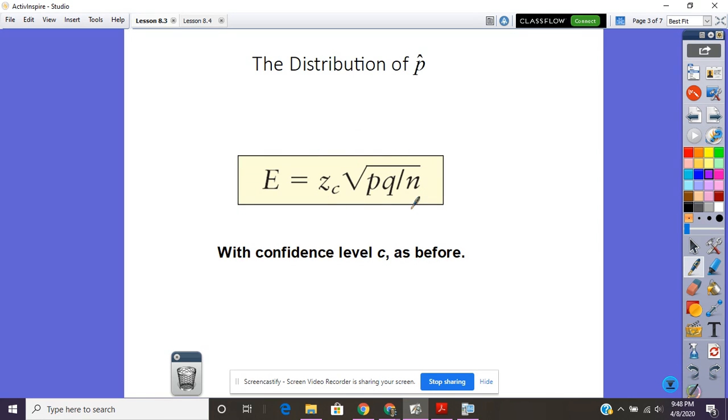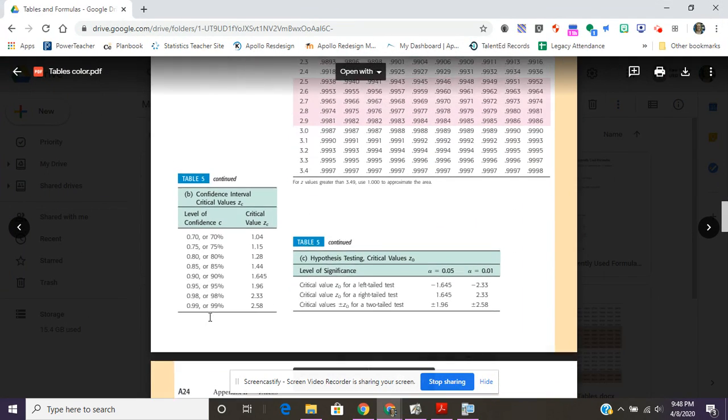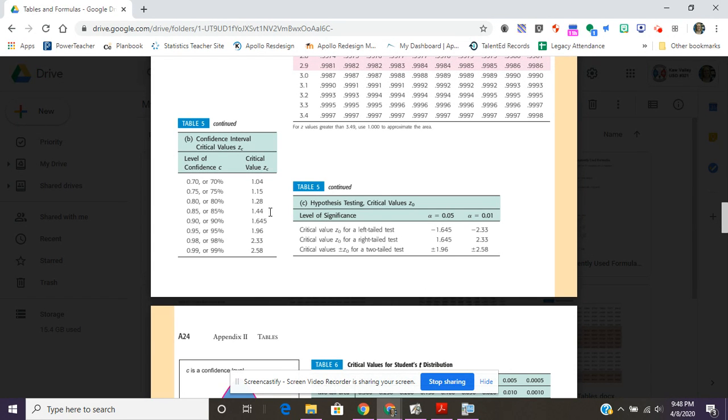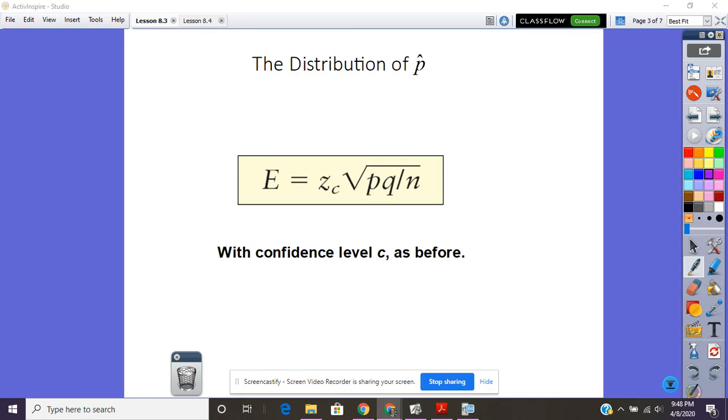Our error formula is just a little bit different. The ZC, we are using our confidence level tables just like we had. I'll pull mine up over here. If you remember this one right here, it was this confidence interval. So if I wanted an 85% confidence interval, my ZC would be this 1.44. But we used that at the very beginning when we knew sigma, when we were estimating the mean. But now we're estimating proportions, and we are going to use the Z critical values again.